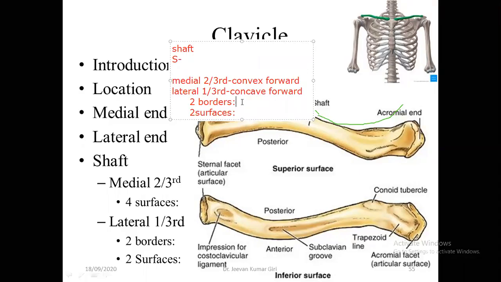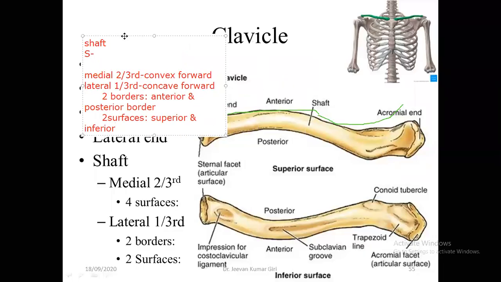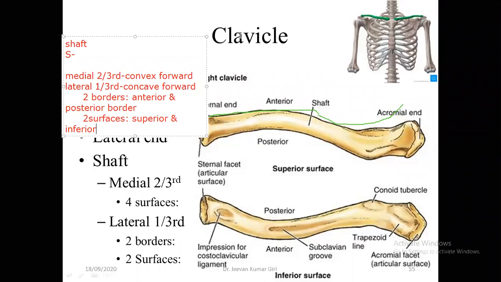Okay. So the two borders, they are the anterior border. Then the next border, that is the posterior border. So anterior and posterior border. So two borders. Then the two surfaces, they are the superior and inferior. Okay, now see here. So see in this part of the shaft here. So anterior border and posterior border, surfaces are superior and inferior.